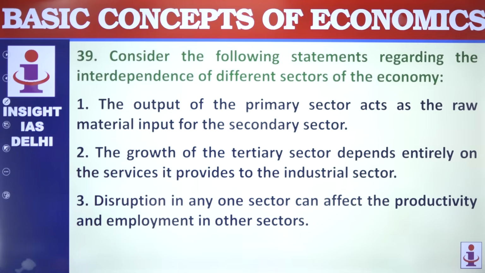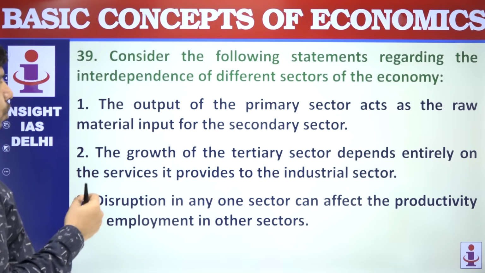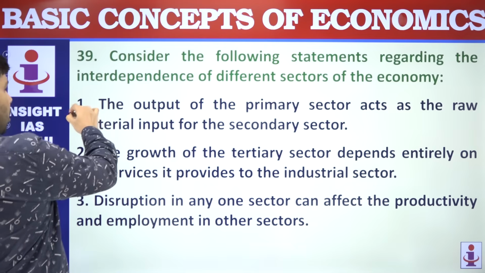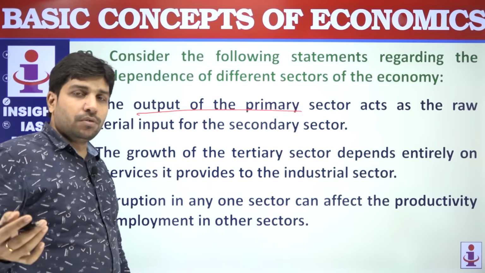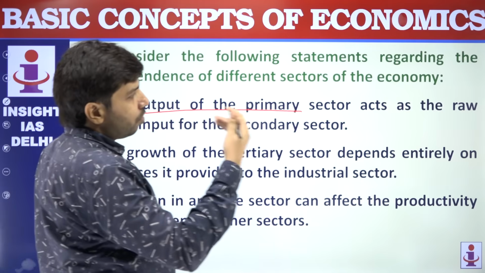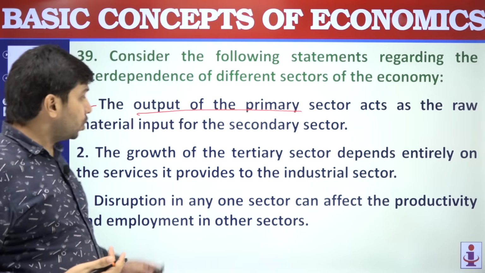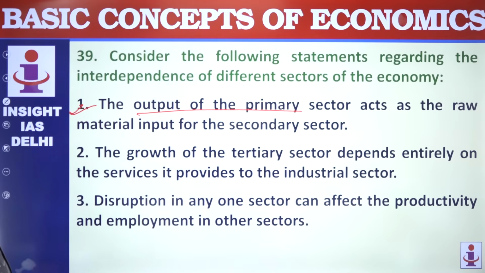Interdependence of different sectors. The output of the primary sector acts as the raw material input for the secondary sector. Yes, the primary sector's output. For example, we have discussed wheat. Wheat will be processed to become flour. So that is the input of the secondary sector.